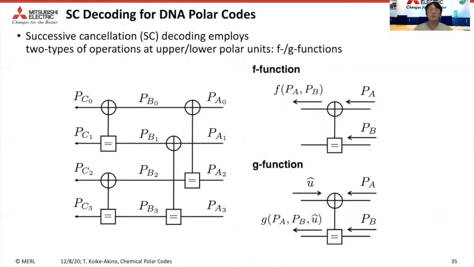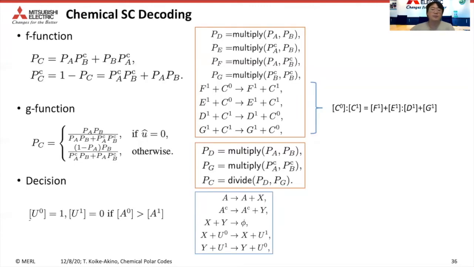For chemical successive cancellation decoding, we consider two types of operations at upper branch and lower branch of polar unit, F function and G function. Those functions propagate probability of A and B. The F function is based on sum of products. And in chemical reaction, we use multiplications and summation to realize F functions. The G function requires divisions as well as multiplications.